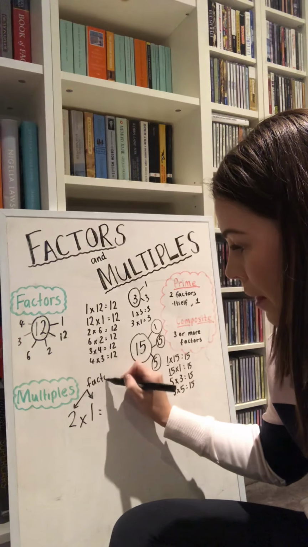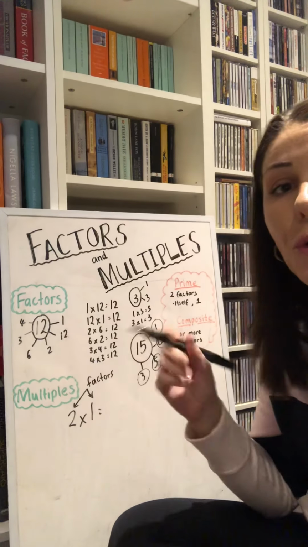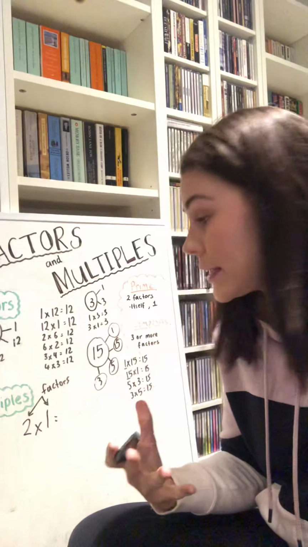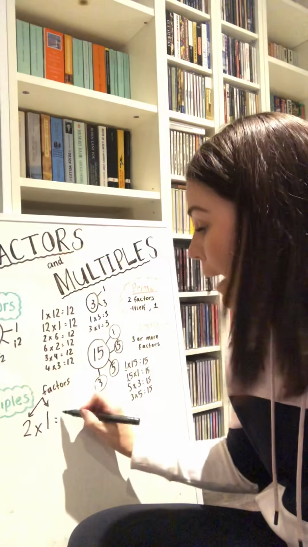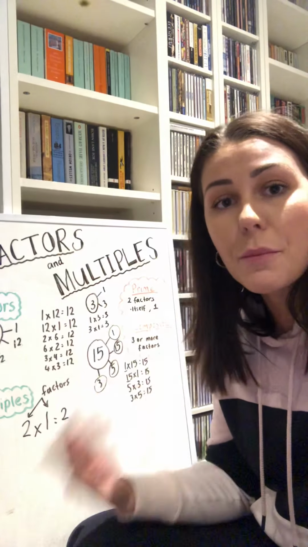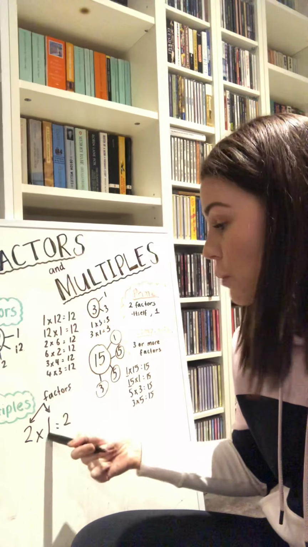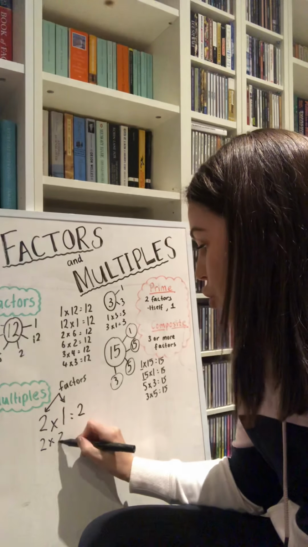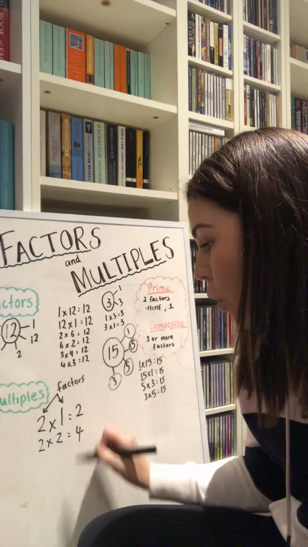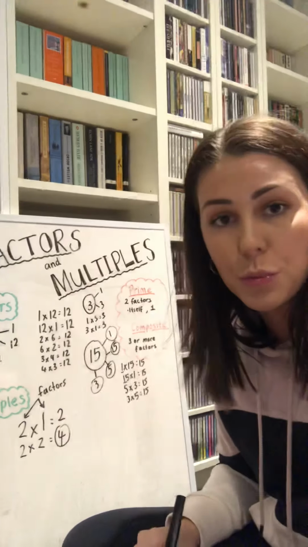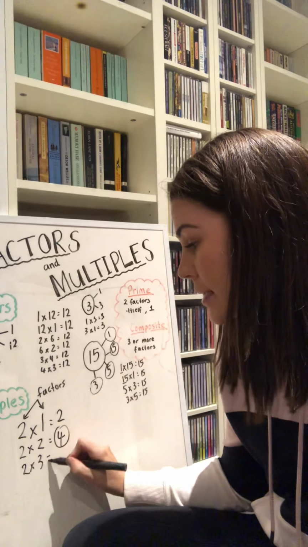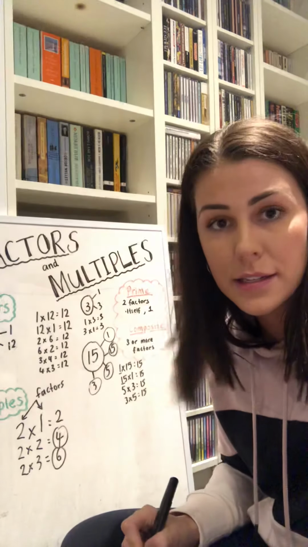2 times 1. This number here and this number here, if you're listening just before, these are my factors. Your answer, the total of these 2 numbers when you times them, is our multiple. So the multiple of 2 times 1 is 2. And if I kept going and did 2 times 2 equals 4, that is my second multiple of 2. 2 times 3, these 2 factors equal your multiple of 6.